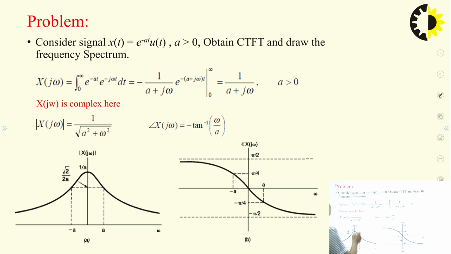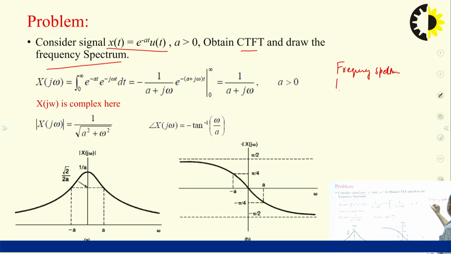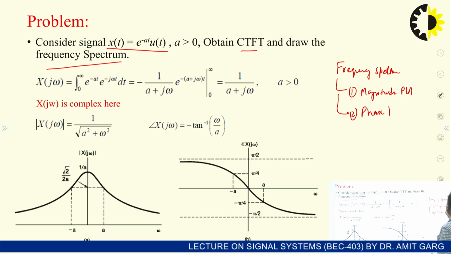Let us suppose we have a signal x(t) equals e^(-at) u(t), where a is a constant which is given greater than 0. Now we have to obtain the continuous time Fourier transform and draw the frequency spectrum. If you look at the frequency spectrum, this is a plot which consists of two plots. One is the magnitude plot, and the other is the phase plot. Magnitude plot and phase plot.